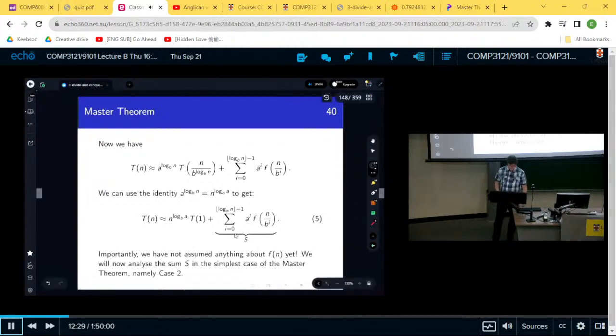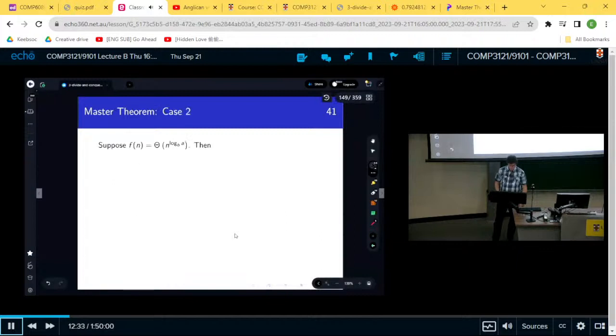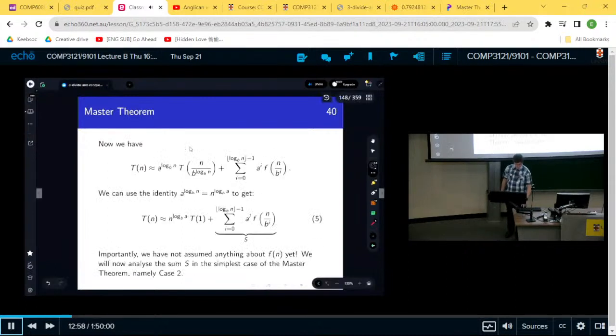On Tuesday, we started to look at what happens in case 2 of the master theorem, which is the simplest case. In this case, f of n, the running time that we need for combining the solutions, is big theta of the critical polynomial. So we'll be plugging this into here.